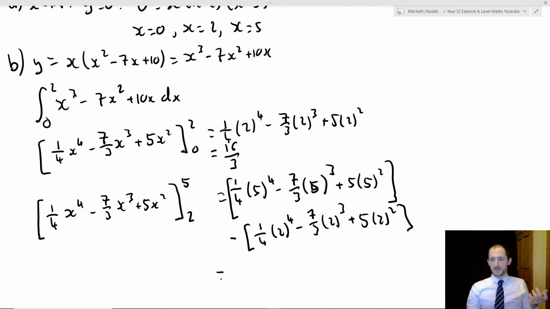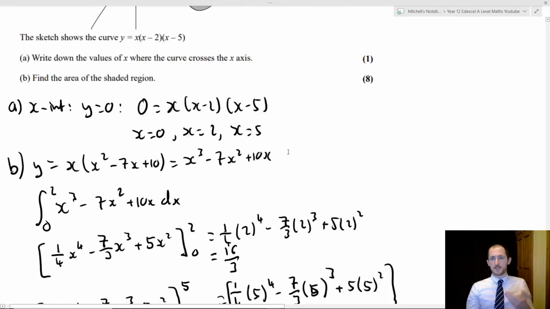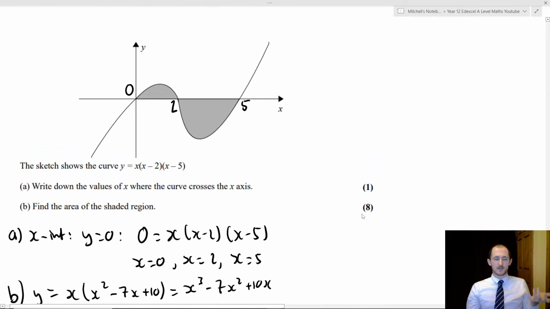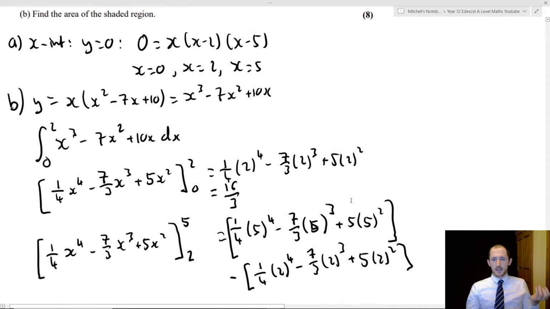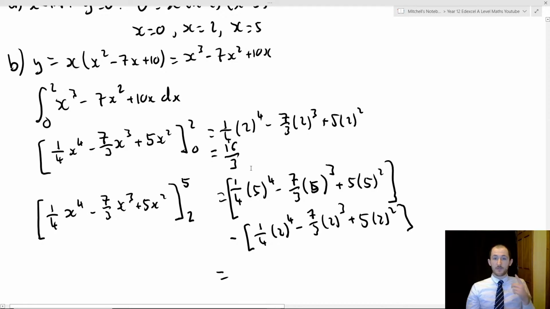There we are, okay. And again, super long, super tedious, but it is an 8 marker, so we need to expect to do a little bit of legwork. Hopefully that makes sense. Again, we're not finished after this though, just keep that in mind.